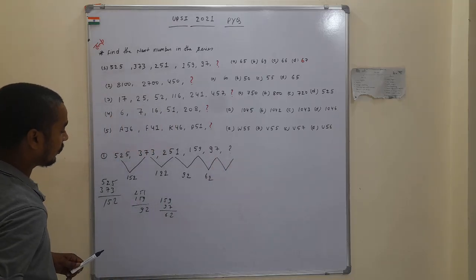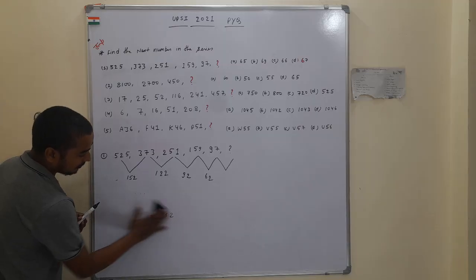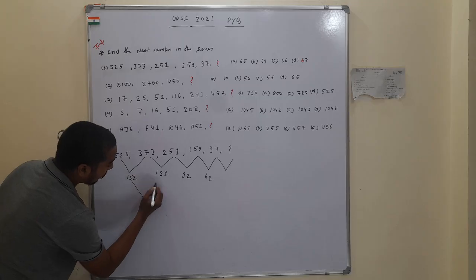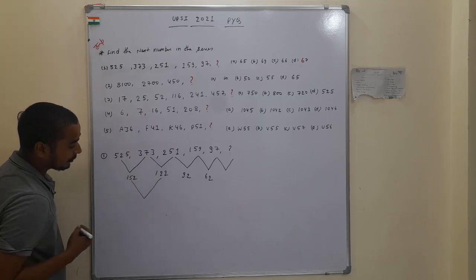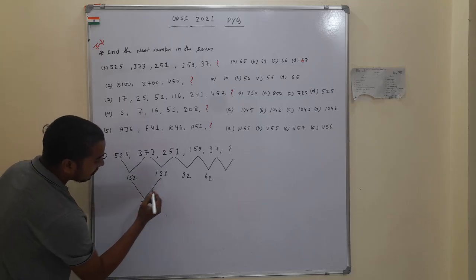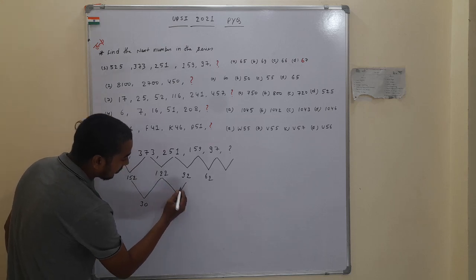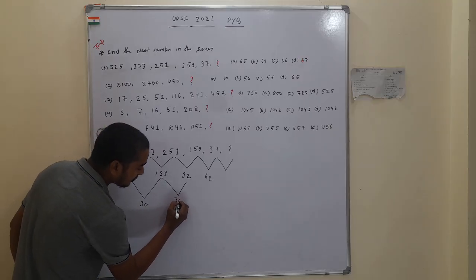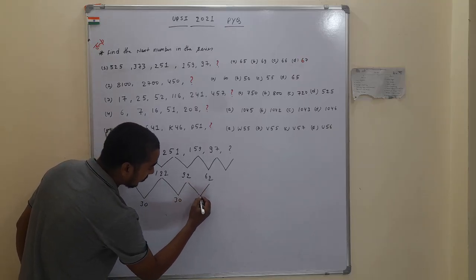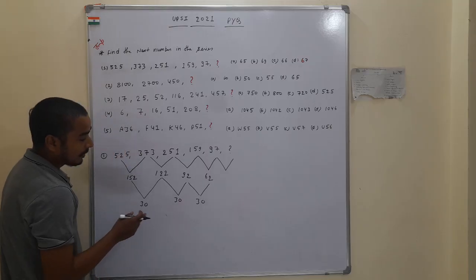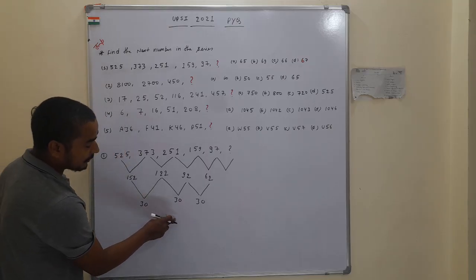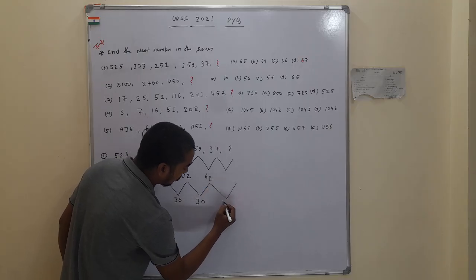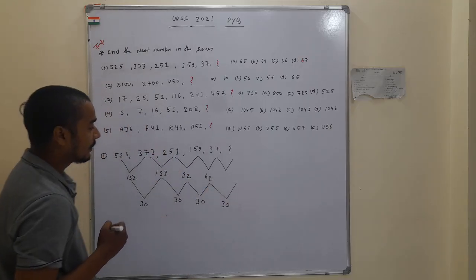Further, again we take the difference. 152 minus 122, we get 30. And 122 minus 92 also gives a difference of 30. Similarly here also 30. So following the trend, in the second difference we get equal differences of 30, so we write 30 and 30.